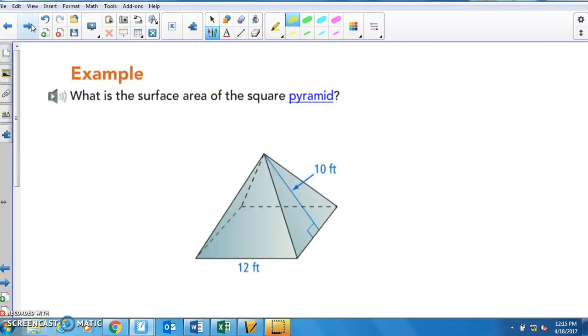All right, so let's work through this particular one. First thing I'm going to do is copy down the formula. Formula for a surface area of a pyramid is 1/2 uppercase P times L plus uppercase B. Now the P represents the perimeter of the base. And let me turn the screen on and off.